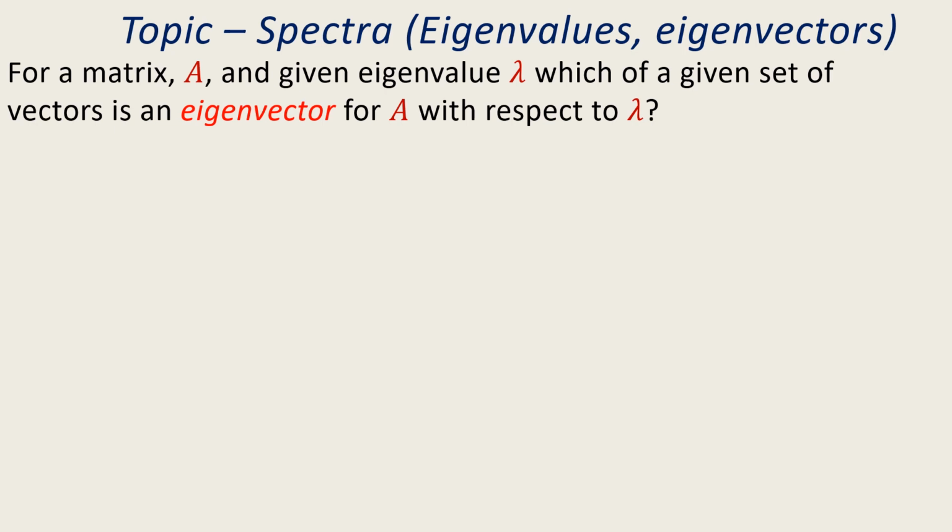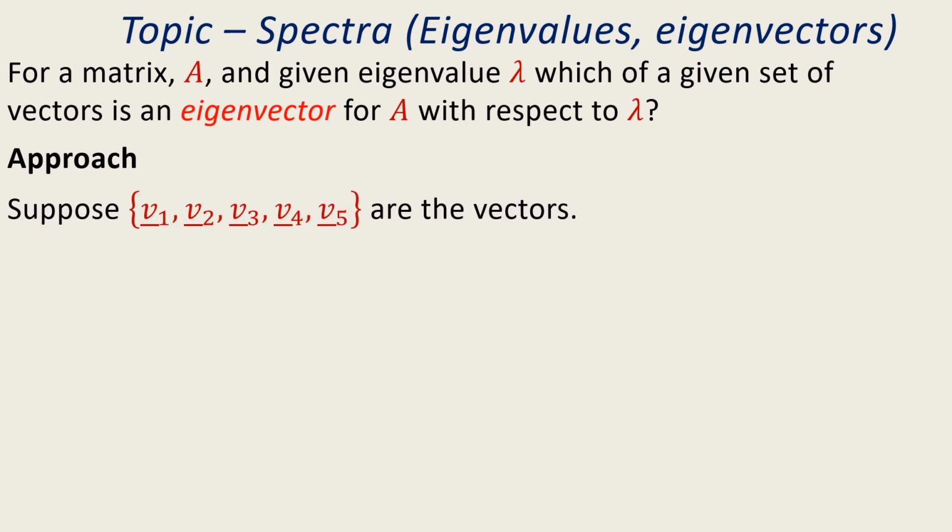And the sort of question you might see: you're given an example matrix, you're given an eigenvalue of that matrix, and a collection of vectors, and you're asked to identify which of the vectors is an eigenvector for that matrix with respect to the eigenvalue. So, suppose those are the vectors you're given. How do you go about this? You take the matrix, you take each vector, and you compute the result of multiplying the matrix by that vector.